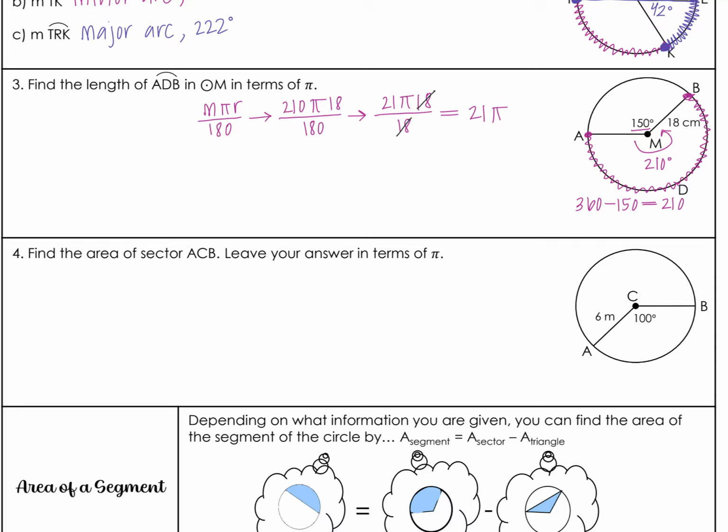Now, since we are finding the length of this arc, I need to include my units of centimeters that was given with my radius. So 21 pi centimeters.